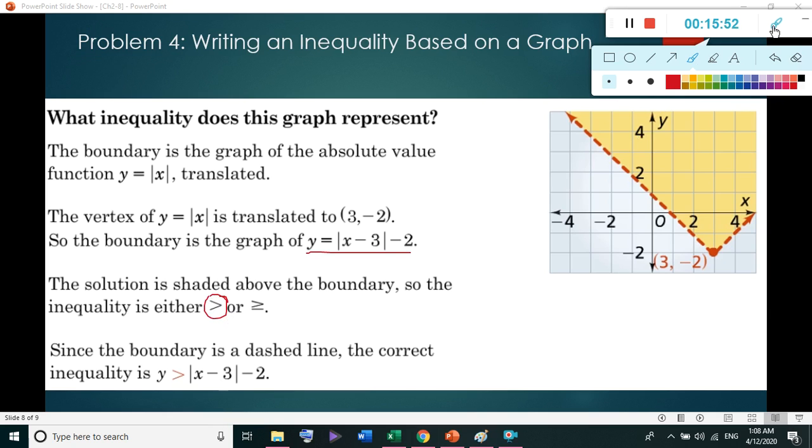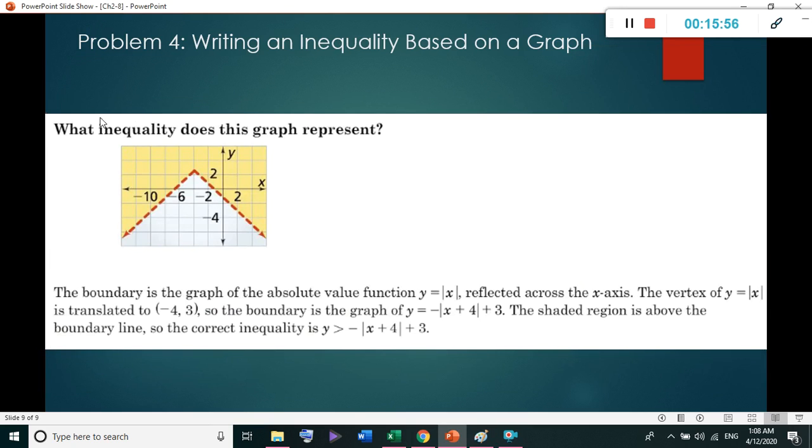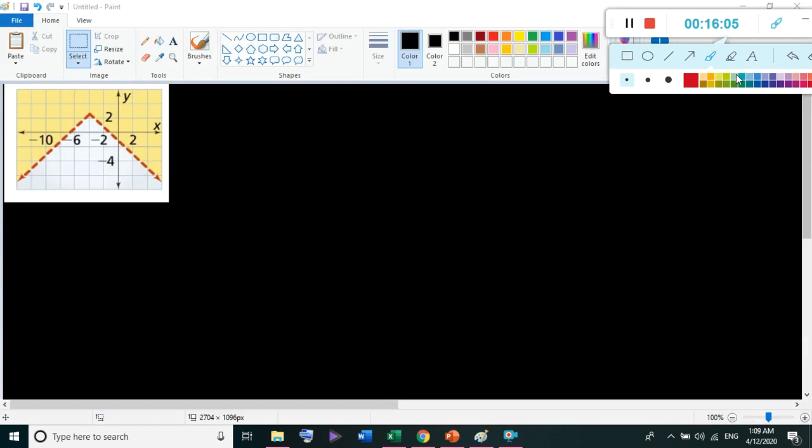Okay, so let's have one more example for this. What inequality does this graph represent? Let's solve it together. Now we're going to find the inequality from the graph. First of all, what's the vertex of this? As they're moving by 2, it's going to be -4, and here it's going to be 3. So the vertex is (-4, 3).